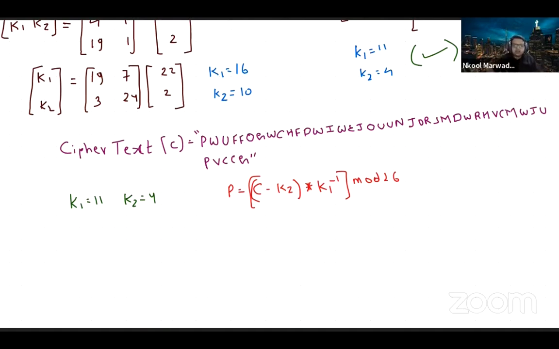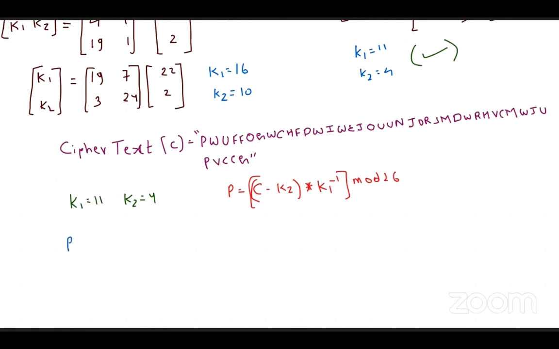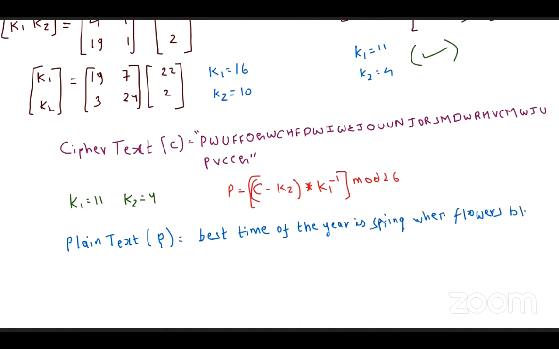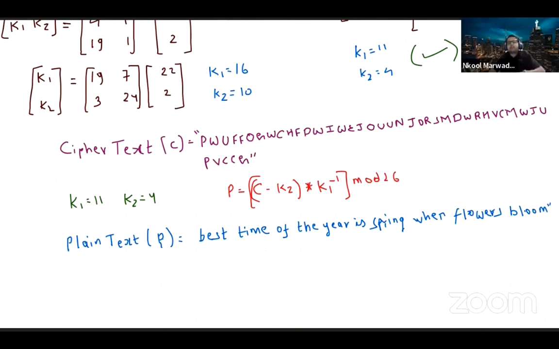When we decrypt it, this is what we will get. The plain text will be: best time of the year is spring, when flowers bloom. So this is the plain text. If we have the ciphertext and the key K1, K2, and when we decrypt we get a meaningful plain text, hence we can say that whatever key we have identified is the right one.